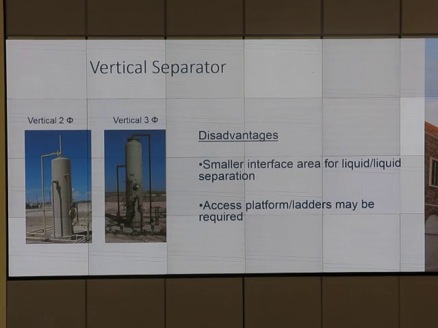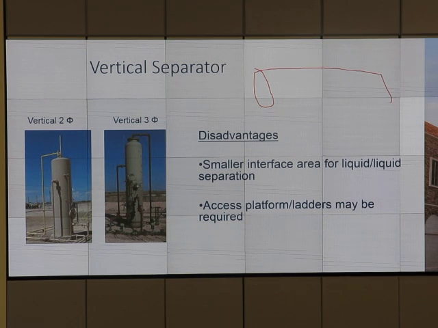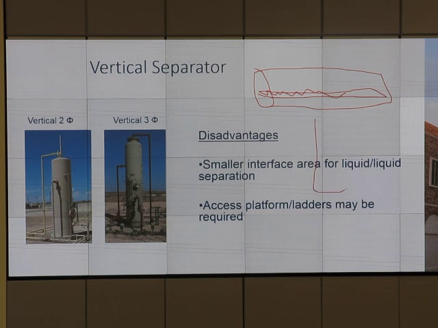And vertical separator is good at handling solid phase too. Disadvantage, okay? It has small interface area for liquid-liquid separation. So in a horizontal separator, the surface area is that much, right? More surface area. In a vertical separator, the surface area will be just that. So the surface area for liquid-liquid separation is less, okay?